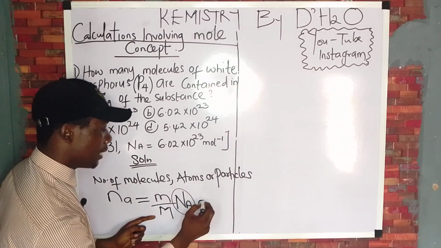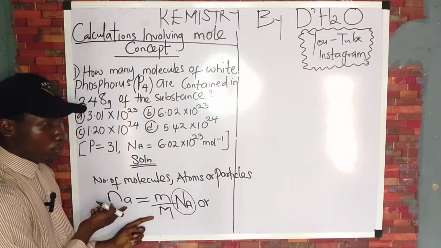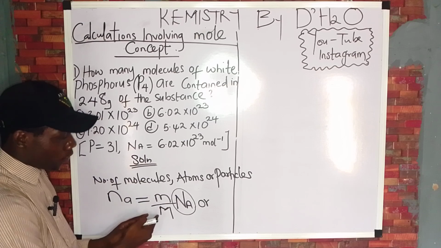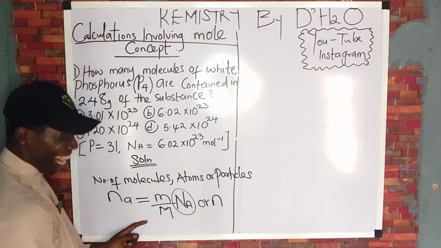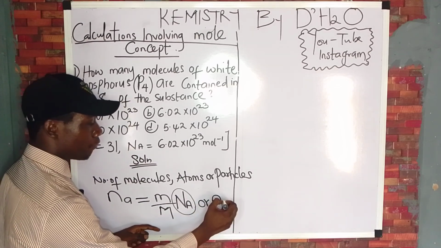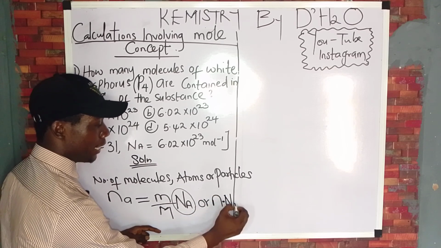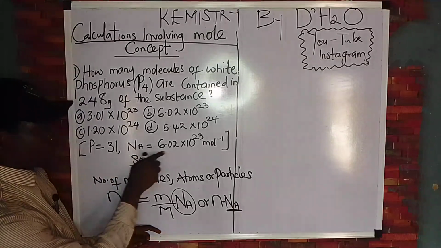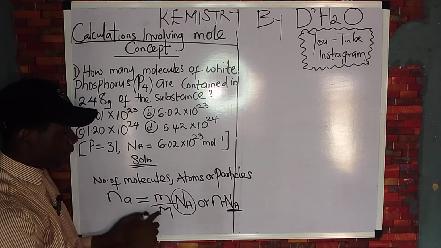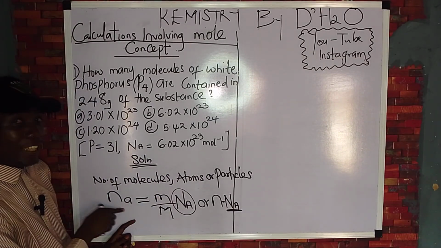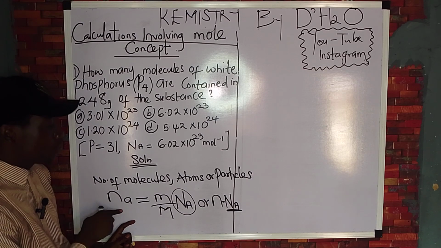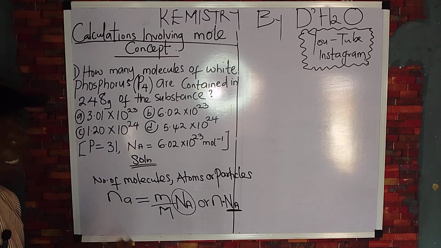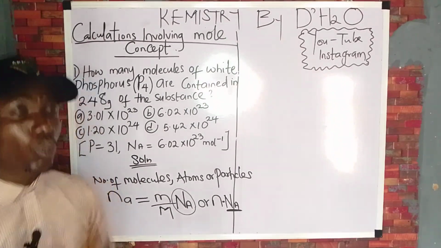So we can still say that our number of atoms or molecules or particles is number of moles, which is mass over molar mass, that is denoted as n, times your Avogadro's constant, which is your NA. This is your Avogadro's constant. This one is your number of atoms, the same with number of molecules or number of particles. So this simple question tells us that this is the formula that should be used to solve the question.